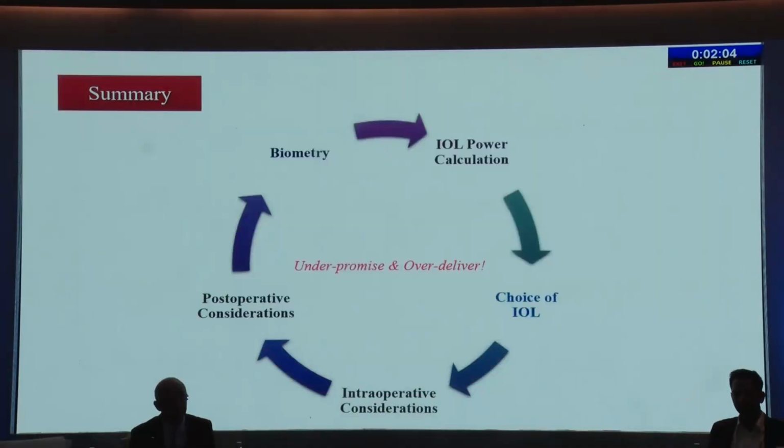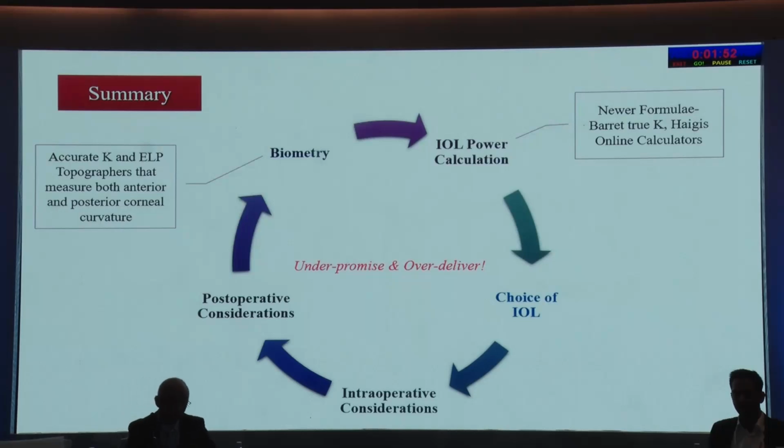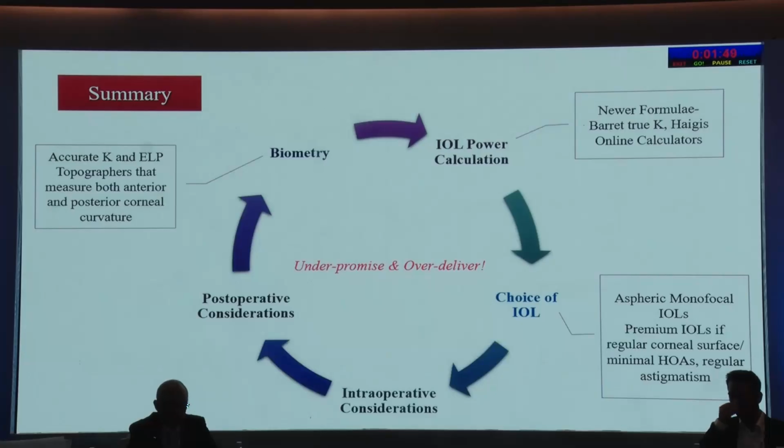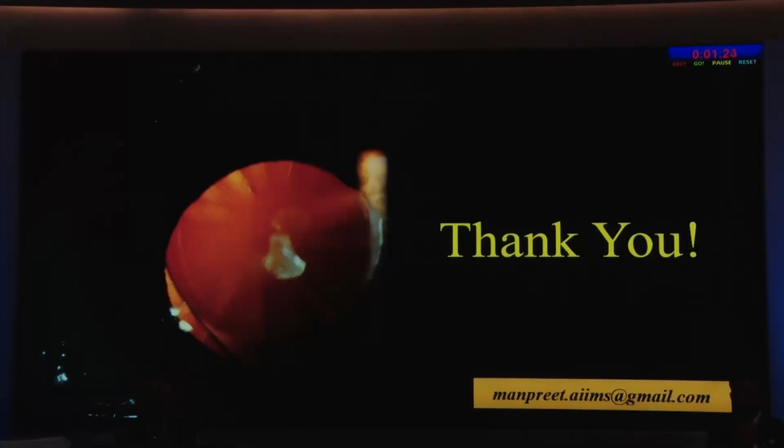So just to summarize, for biometry, accurate K and ELP, a topographer that measures both anterior and posterior corneal curvature should be preferred. For IOL power calculation, use the newer formulae, use the online calculators that now everyone has at their disposal. For choice of IOL, prefer aspheric monofocal IOLs, premium IOLs only if there is a regular corneal surface, minimal higher order aberrations, and regular astigmatism. Intraoperatively, incision management in RK and explant of phakic IOL is what is going to be your challenge, otherwise it's fairly simple. Post-operative consideration, counsel well, and expect a slightly delayed visual recovery or a hyperopic shift, especially in post-RK. Always under-promise and over-deliver.